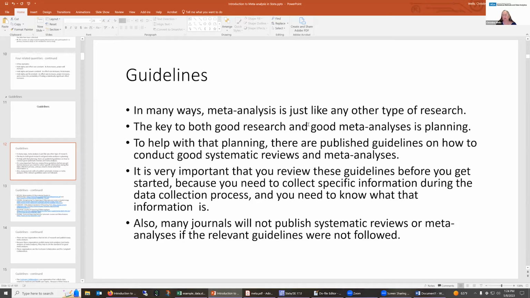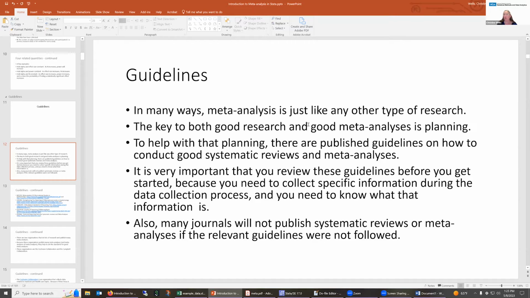There are guidelines that, for the most part, you need to follow when doing either a systematic review or a meta-analysis. I'm spending some time here to introduce these to you because at this point, trying to get anything published without having used at least one of these guidelines is very unlikely. You've got to follow one of these guidelines, and they have very, very specific requirements as to what you need to include in your write-up.